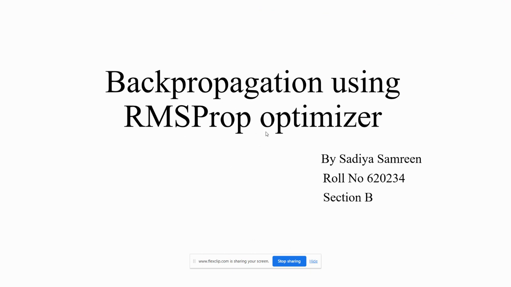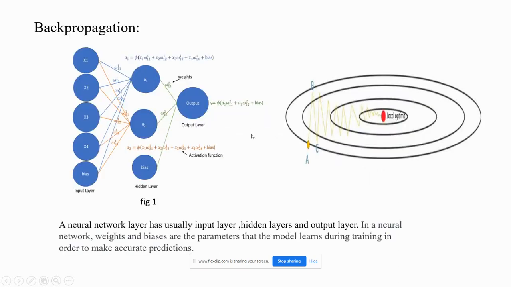In this presentation, I'll be showing you how we optimize neural network backpropagation using the RMS prop optimizer. Initially, to start with, we need to know what a neural network is, what backpropagation is, and how we do it.